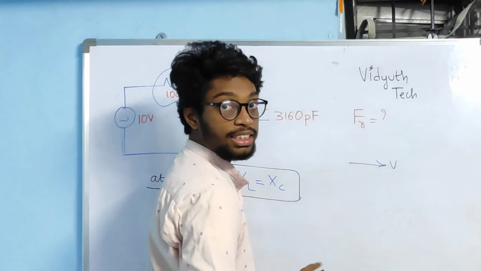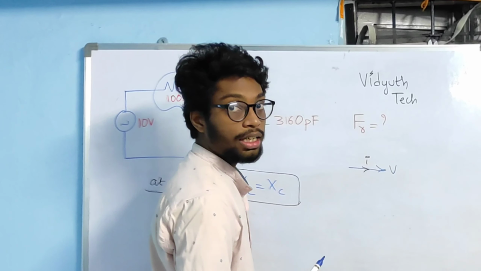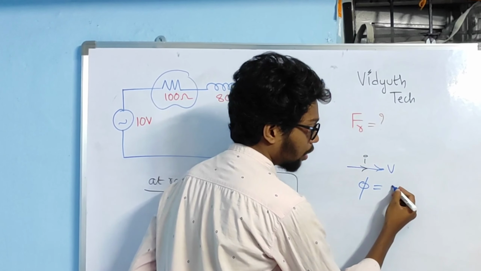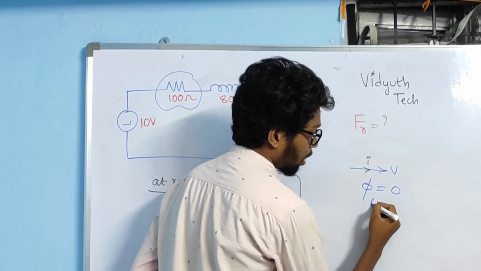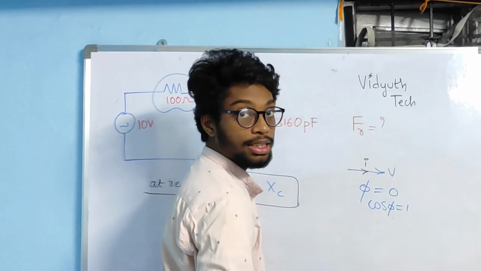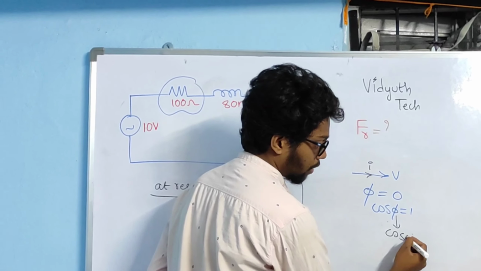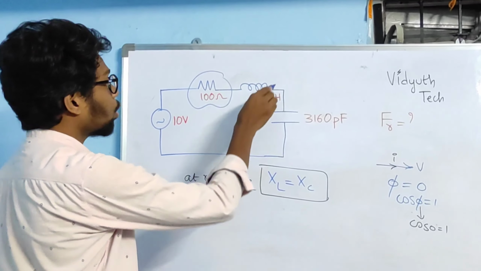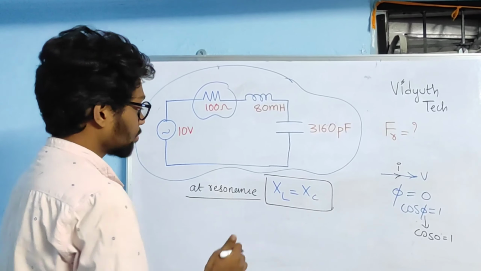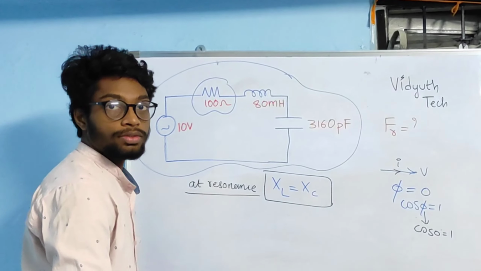That is, the voltage is in phase with the current. Our current and voltage are in phase. That is, the phase angle is equal to 0, and cos phi, that is the power factor, is equal to 1, since phi is equal to 0 and cos 0 is equal to 1. At that moment, the whole circuit is going to behave as a resistive circuit. So I am going to derive resonance frequency right now.